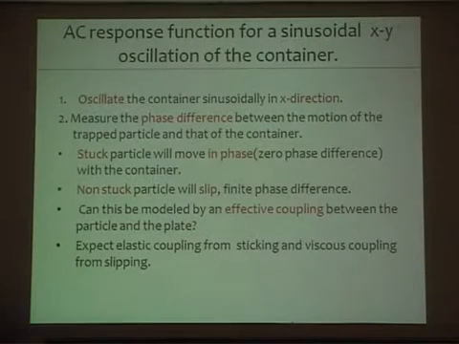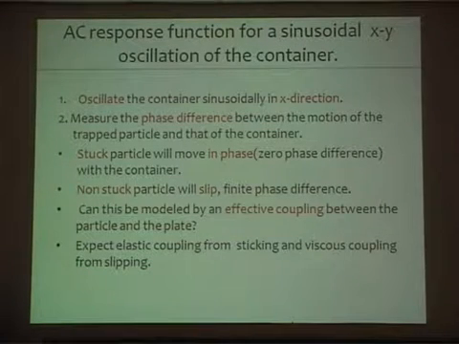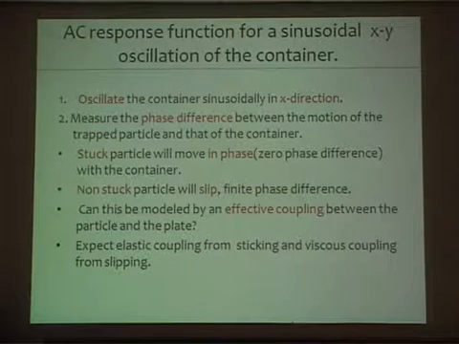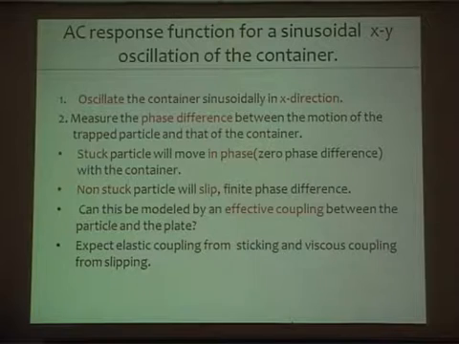So what you do is you take a particle in the system, oscillate the whole thing, and measure the phase difference. A stuck particle moves in phase, so there is no phase difference between the particle and the closed container that you have. Then you can model this whole thing in terms of a G prime and a G double prime, and you can measure G prime and G double prime from your experiments.